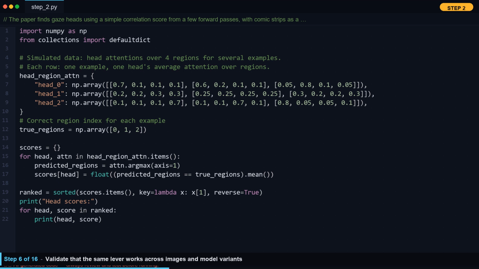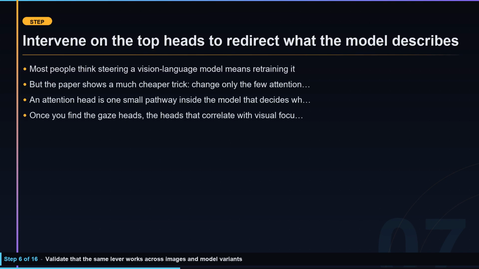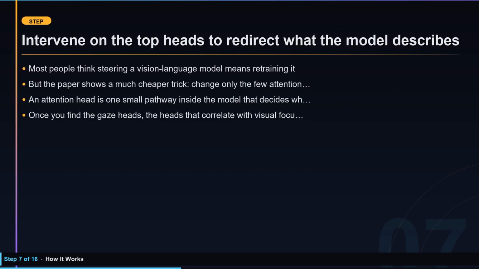Most people think steering a vision language model means retraining it. But the paper shows a much cheaper trick. Change only the few attention heads that already look at the image region you care about. An attention head is one small pathway inside the model that decides where to pay attention. Once you find the gaze heads, the heads that correlate with visual focus, you can redirect them toward a chosen comic panel instead of letting the model drift.